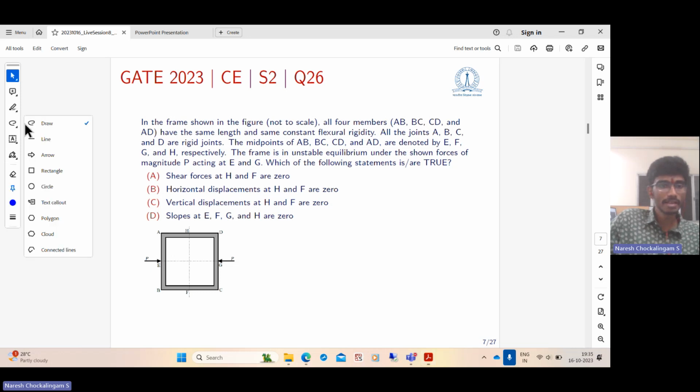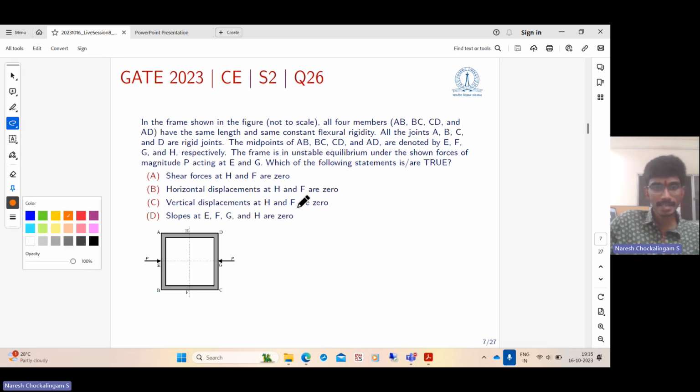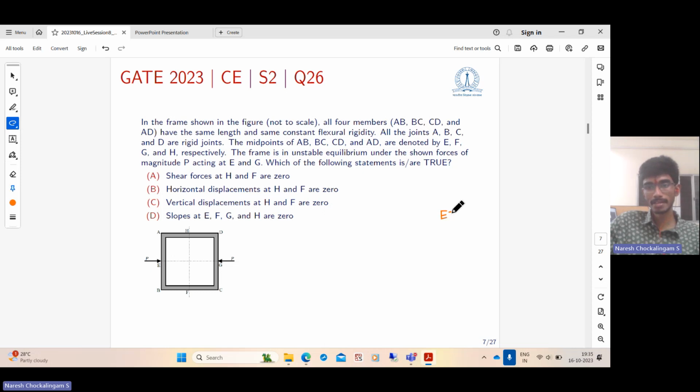We are given a square frame, and it is mentioned that all 4 members have the same length and same flexural rigidity. Let us take the flexural rigidity of each member as EI and the length as 2L, and let us take this point as the origin. So this is our x-axis and this is our y-axis.